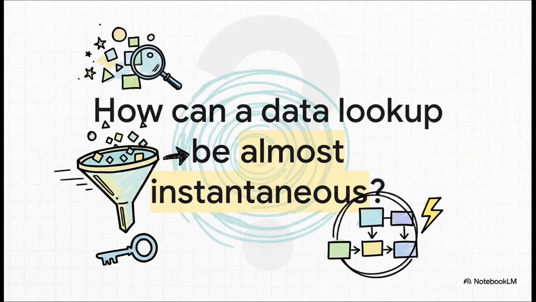So, seriously, how do they do it? How can a system like a Python dictionary sift through potentially millions, even billions of items and just, bam, find the exact one you're looking for almost instantly? It seems like it should be impossible, right? But it all comes down to this one brilliant and actually pretty simple core idea.